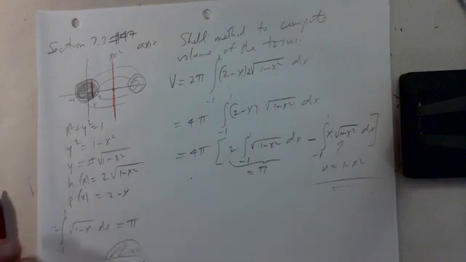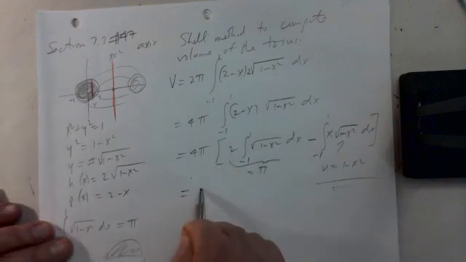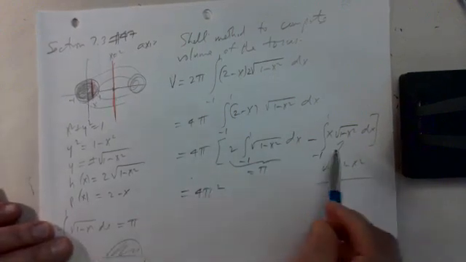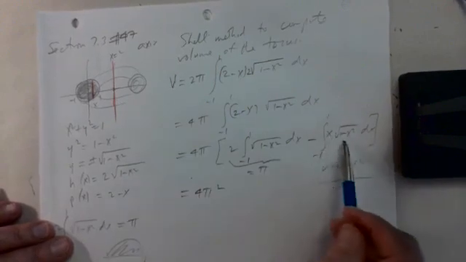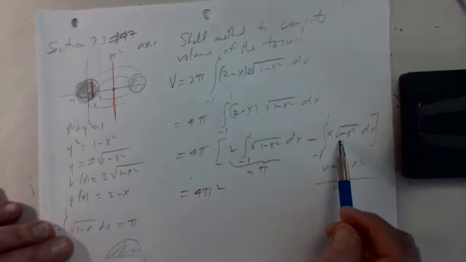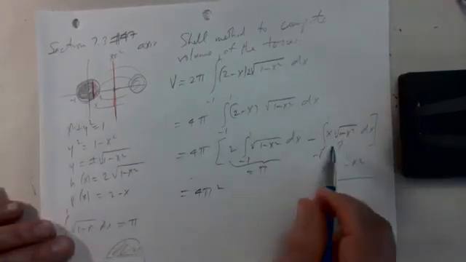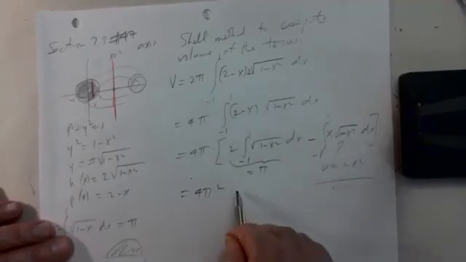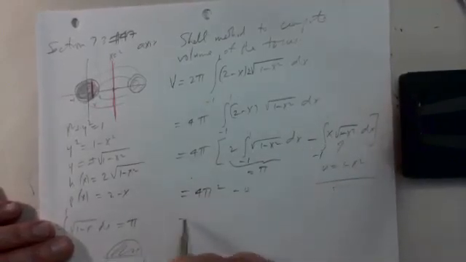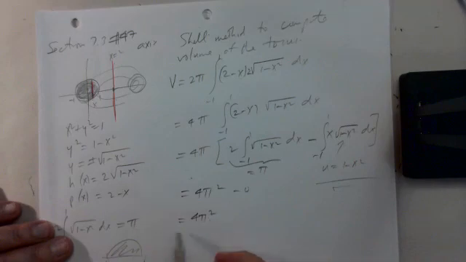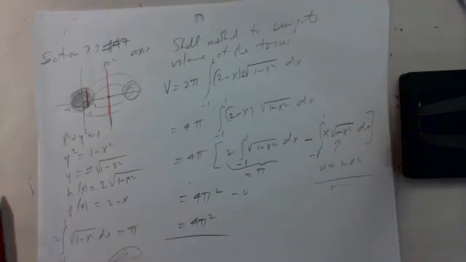Actually, we can make it a little bit easier. So this first part is 4 pi squared. This function, if you replace x by minus x, it changes sign. So this integral will turn out to be 0. So the answer is just 4 pi squared. And that's what it is.